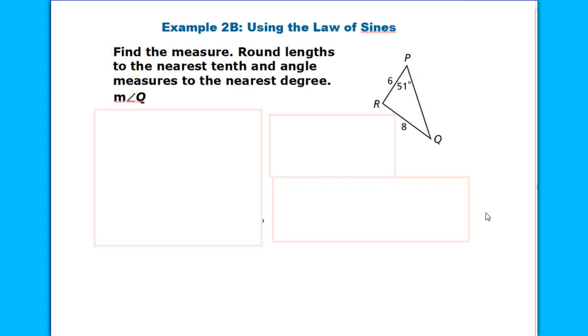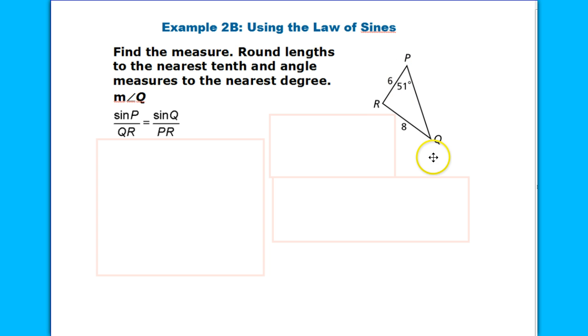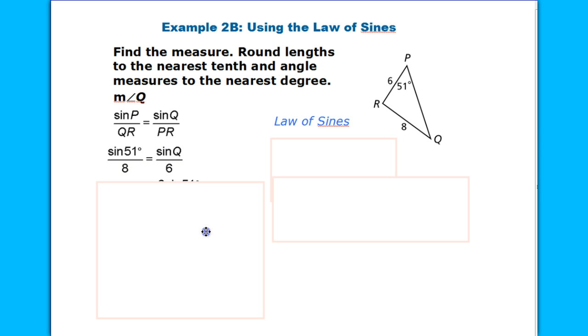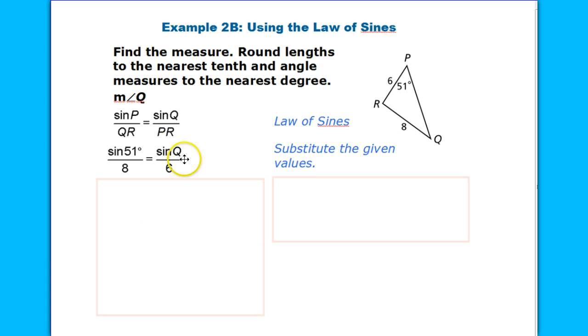Okay, let's use it now to find a missing measure of an angle, angle Q. Go ahead and set up your law of sines ratio and substitute and come back and check. Okay, so we know that sine of P over QR should equal the sine of Q over PR, right? That's just our law of sines. So now let's use our substitution. Substitute 51 degrees for the angle P, and we know the sides, QR is 8 and PR is 6. It's just substitution. And now we're going to isolate sine of Q just by multiplying both sides by 6, right? And sine of Q equals 6 times the sine of 51 degrees over 8.